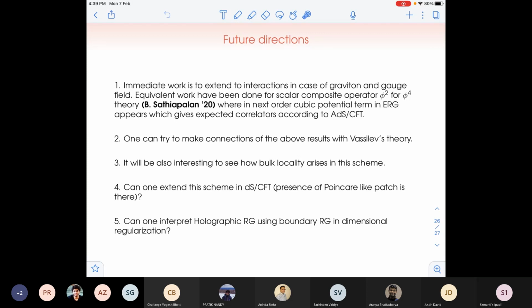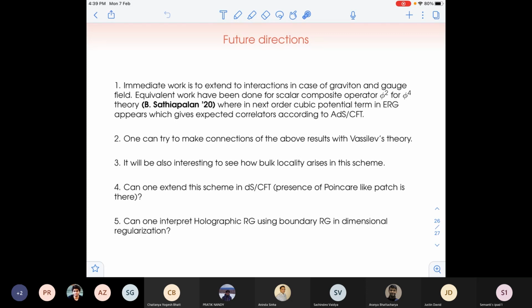So in the next order, if you put in interaction, the first order will be the same as Polchinski's form, but in the next order some potential kind of term will come, and there also you can do field redefinition, and you can find the bulk dual of whatever theory you are considering in the boundary. And if you find the bulk dual, maybe one can try to make connections of the above results with Vasiliev's theory. And it will be also interesting to see.